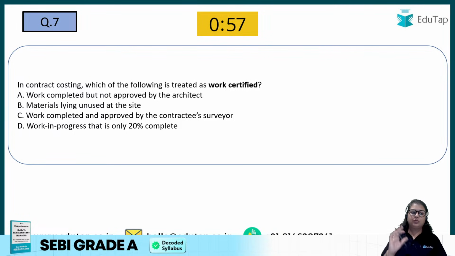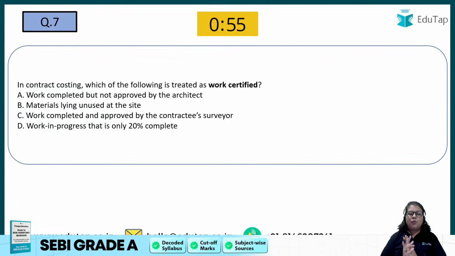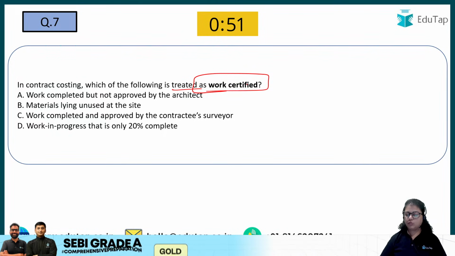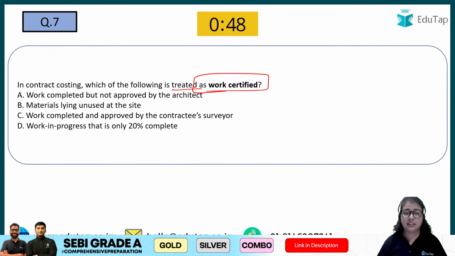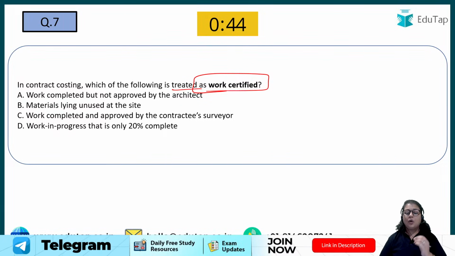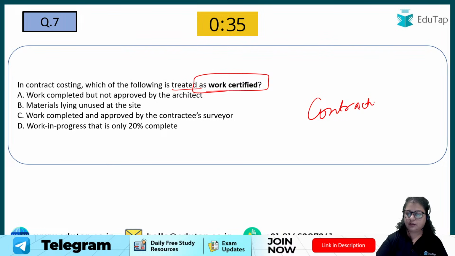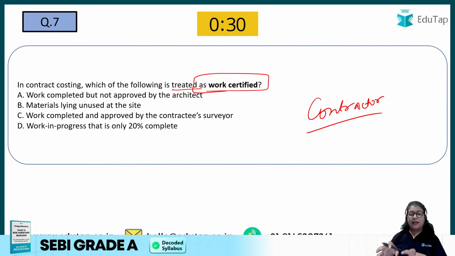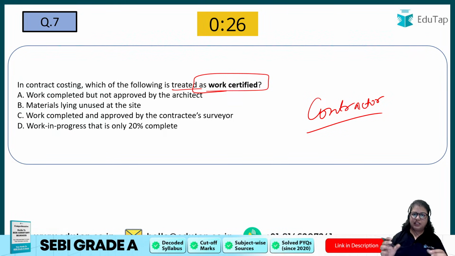Right, now coming to our contract costing, which of the following is treated as work certified? I hope everyone knows what is work certified, what is work uncertified, and if you know, quickly give me the answer. Till then I'll explain it to you. What is work certified? Now, in contract costing, when the contractor is working on a project, for example, he has to design a room, and he has completed one part of that room. So the architect comes, he approves that work.